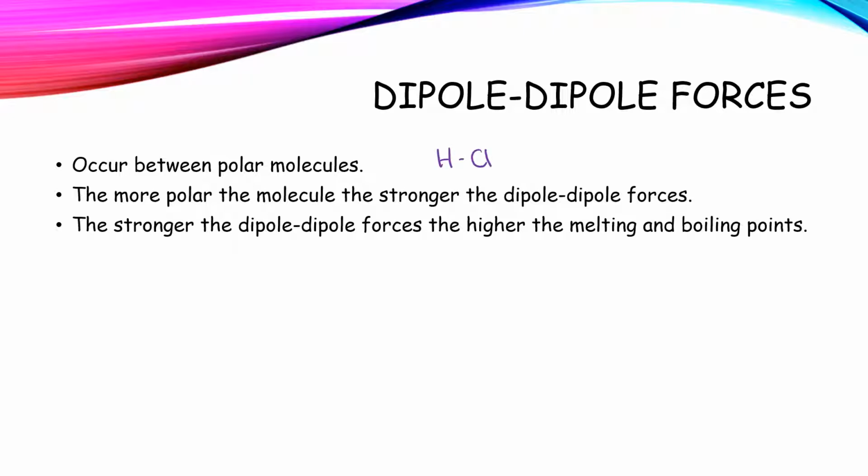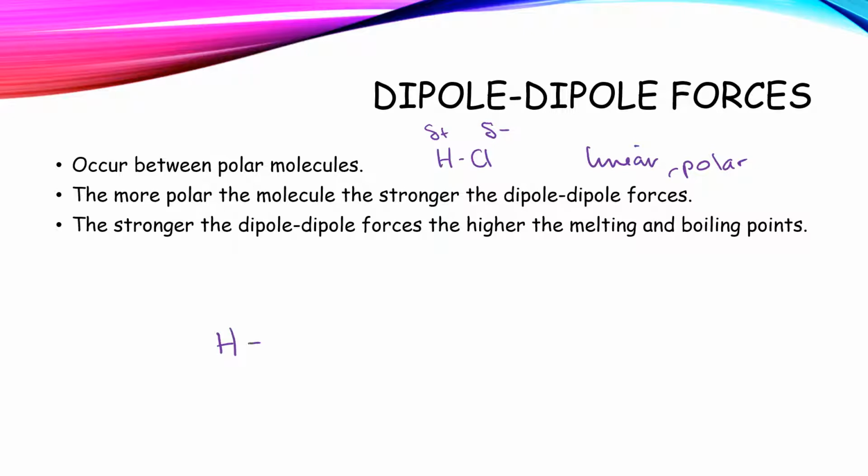Now, the hydrogen chloride molecule is a linear molecule which is polar. It's polar because the chlorine atom is more electronegative than the hydrogen, and this results in a permanent dipole being created, and that's represented by these symbols. This is a partial negative and a partial positive.